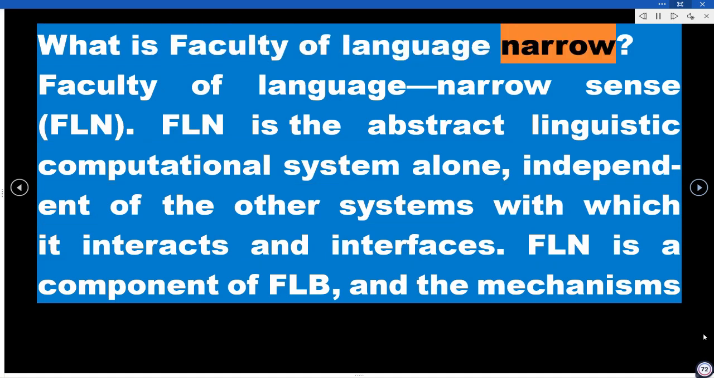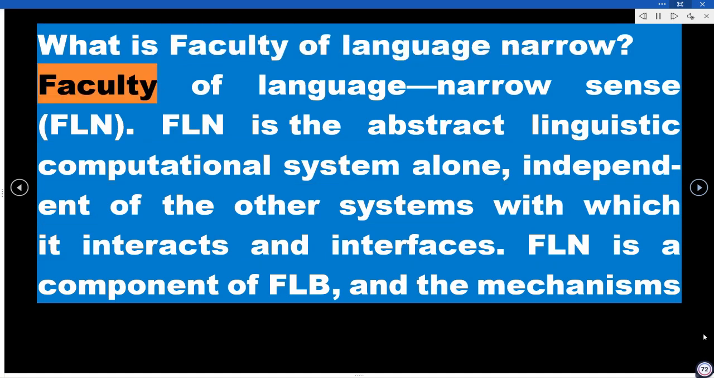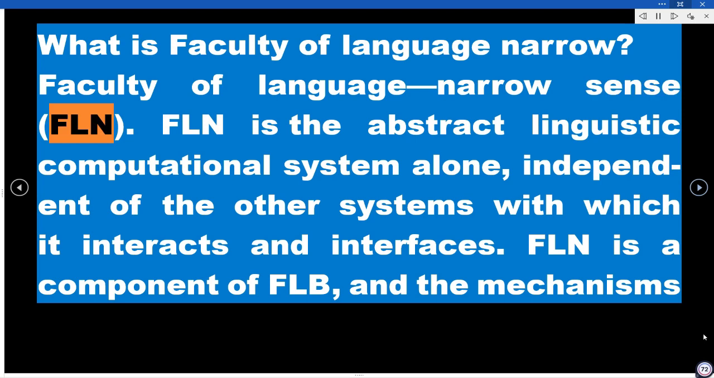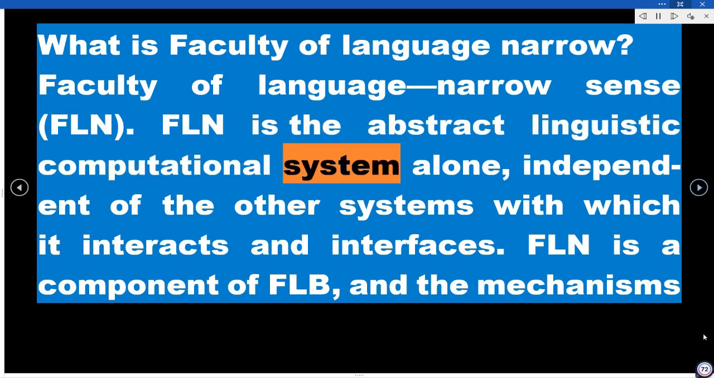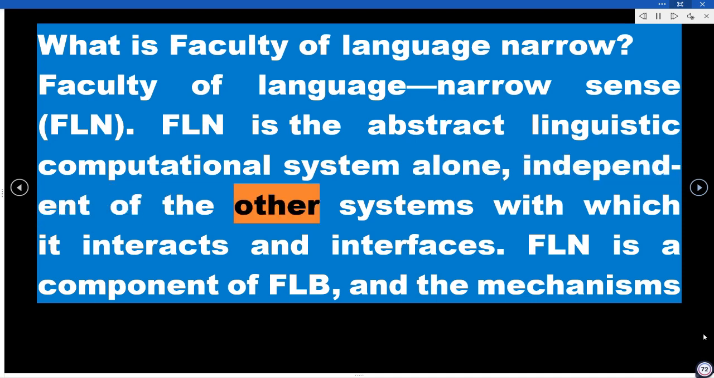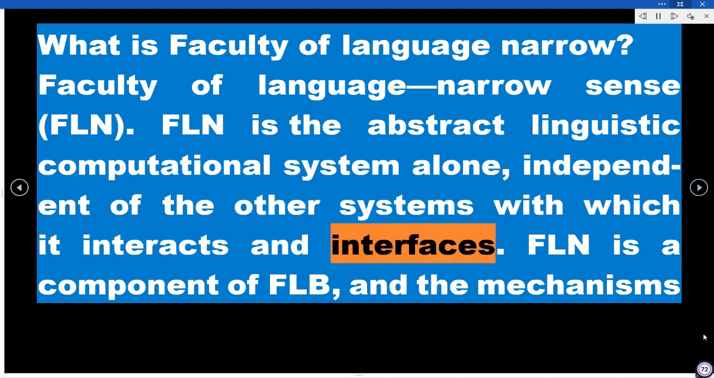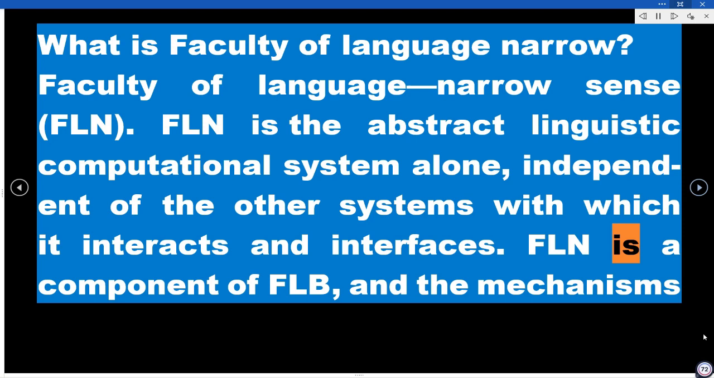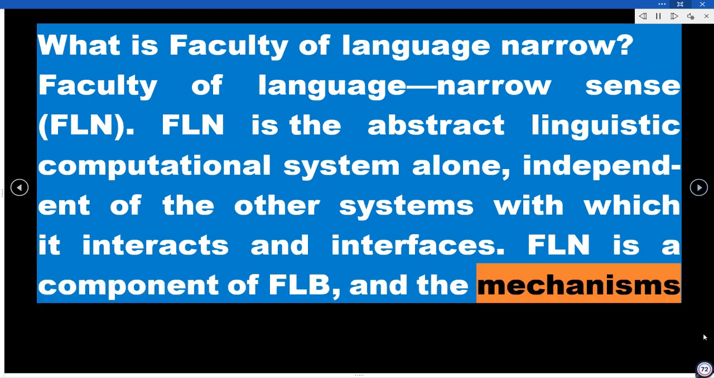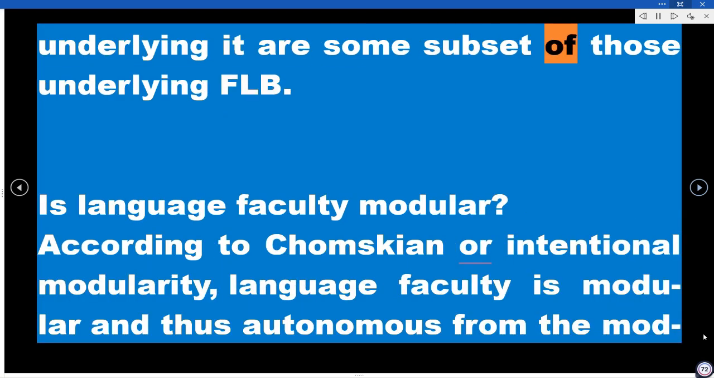What is faculty of language narrow? Faculty of language, narrow sense, FLN. FLN is the abstract linguistic computational system alone, independent of the other systems with which it interacts and interfaces. FLN is a component of FLB, and the mechanisms underlying it are some subset of those underlying FLB.